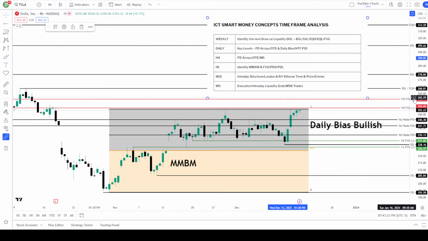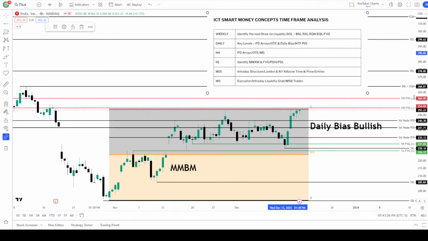Okay, 4-hour time frame. Let's see. I don't see any signs of anything different on the optimal trade entry. Again, we already identified the market maker buy model right here. And we'll see if there are any premium or discount arrays that are not already on there. You can see the peak here, we already got that level. We already got this one. Yeah, I don't see anything that isn't already on our chart.